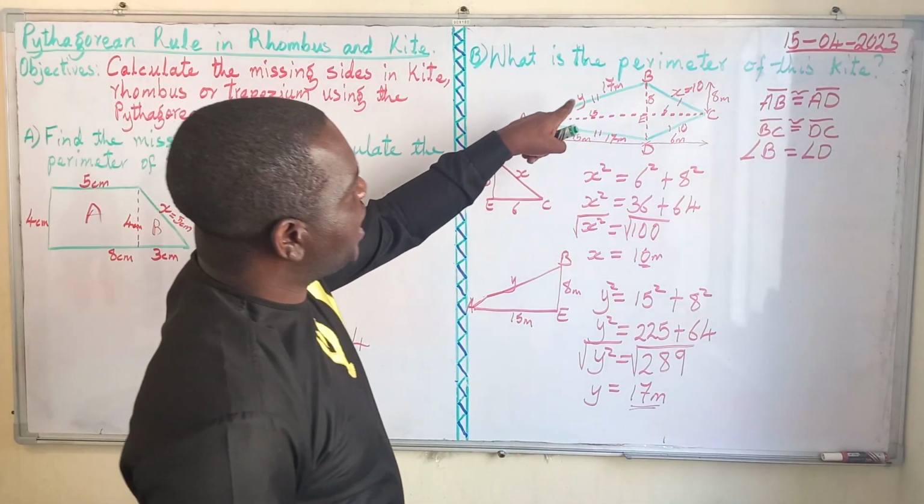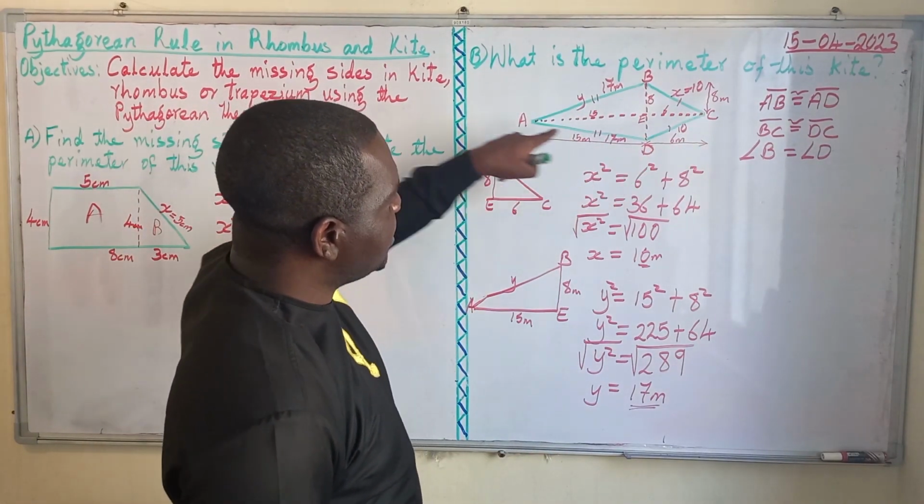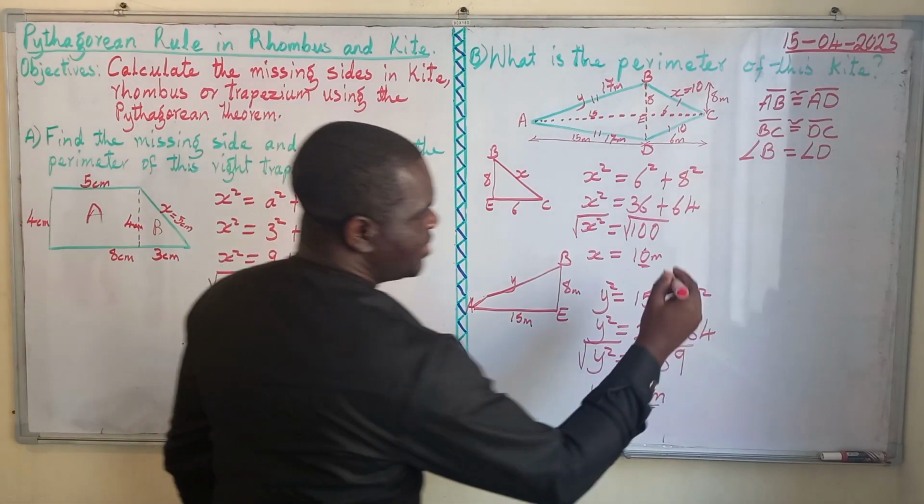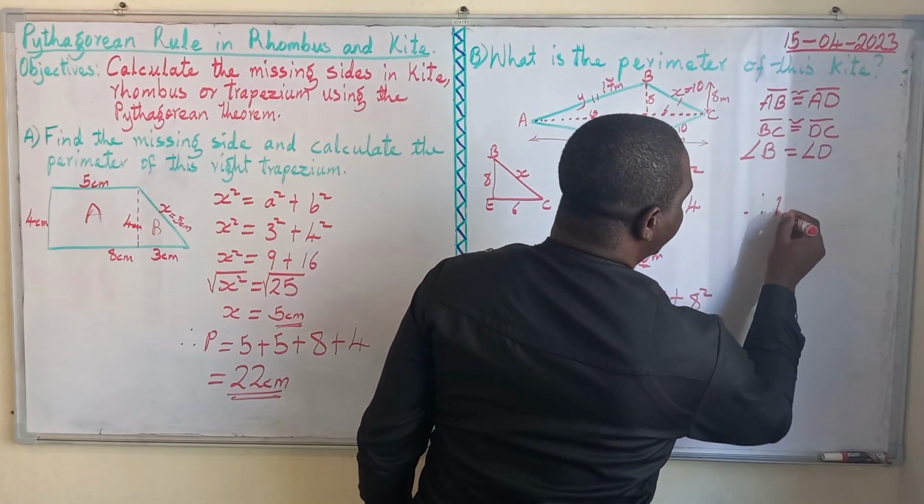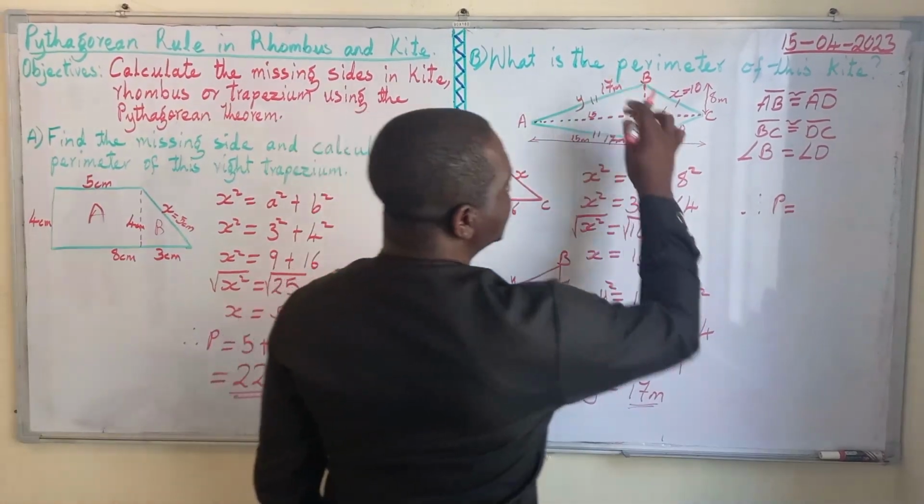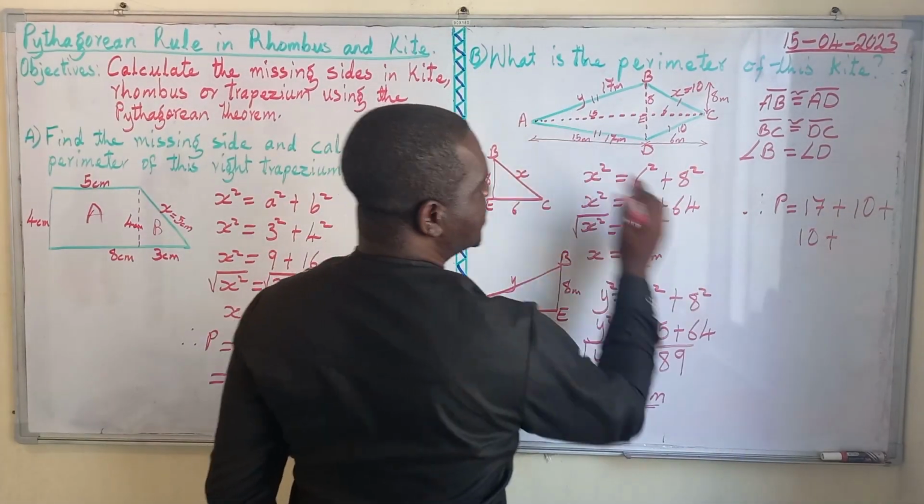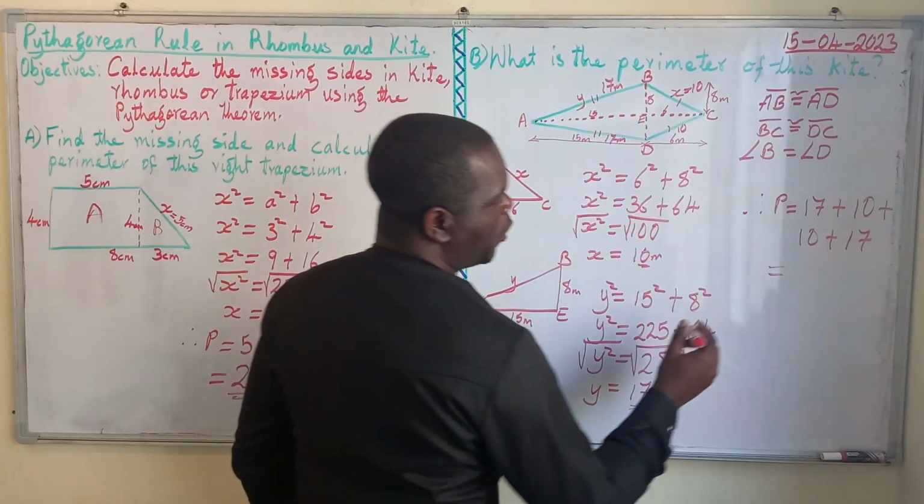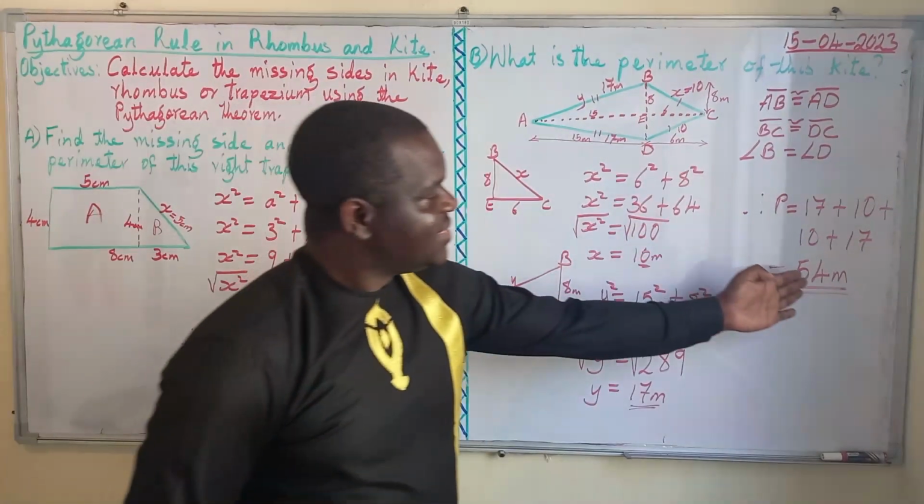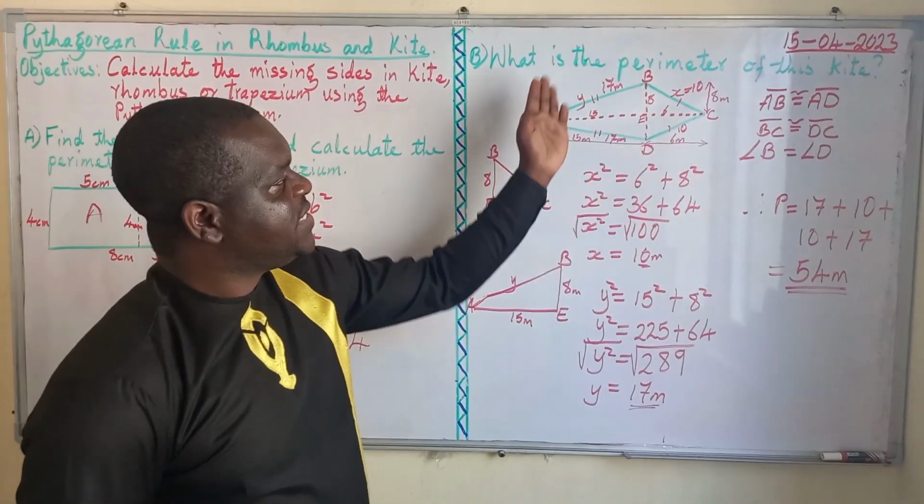And from this, we have this side, this, and this. We have all the 4 sides. Therefore, perimeter will be equal to 17 plus 10 plus 10 plus 17. This will give us 54 meters. And that is it for the perimeter of this shape.